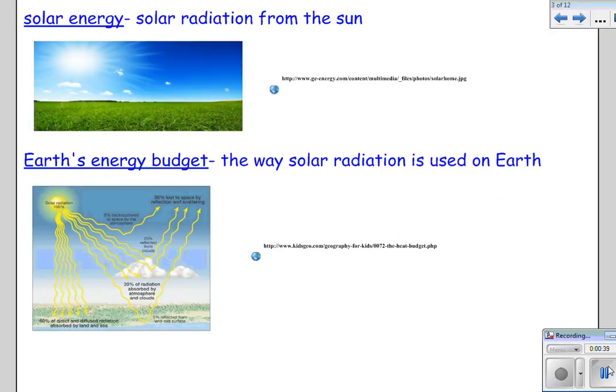Solar energy, solar radiation from the sun. Earth's energy budget, the way solar radiation is used on Earth. Take a second to look through this picture, and it shows the percent of the solar radiation and how it's used once it hits the Earth's atmosphere.